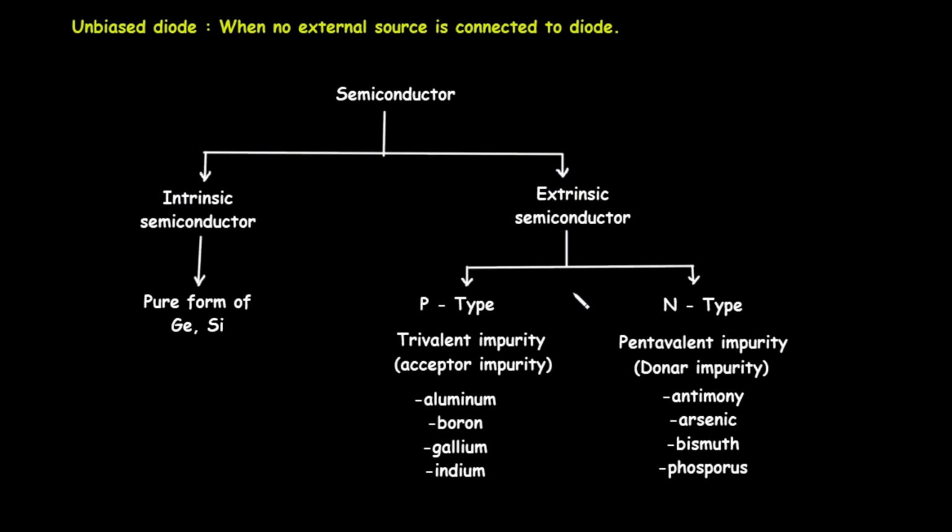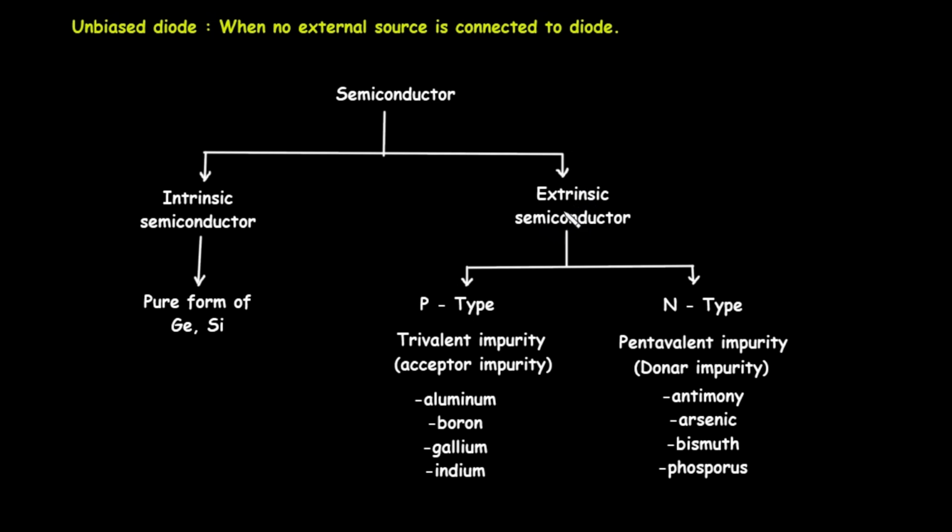Finally, let's look at the flowchart at the bottom of the image, which provides a wonderful summary of semiconductor types. At the very top, we have the general category, semiconductor. This branches into two main types, intrinsic semiconductor and extrinsic semiconductor. An intrinsic semiconductor is described as the pure form of materials like germanium, Ge, or silicon, Si. It has no impurities added.